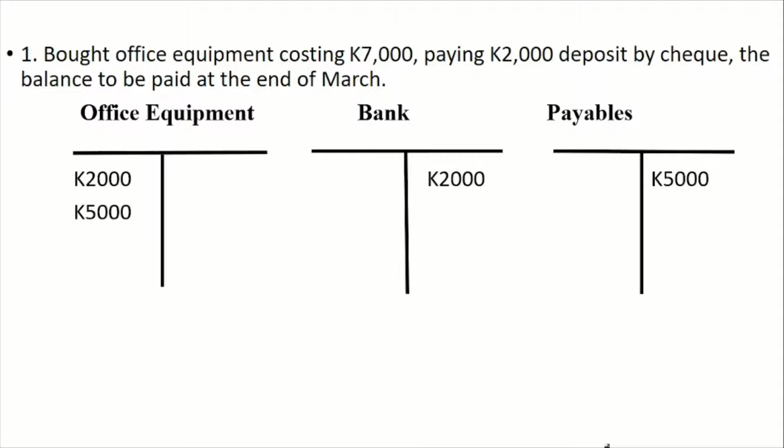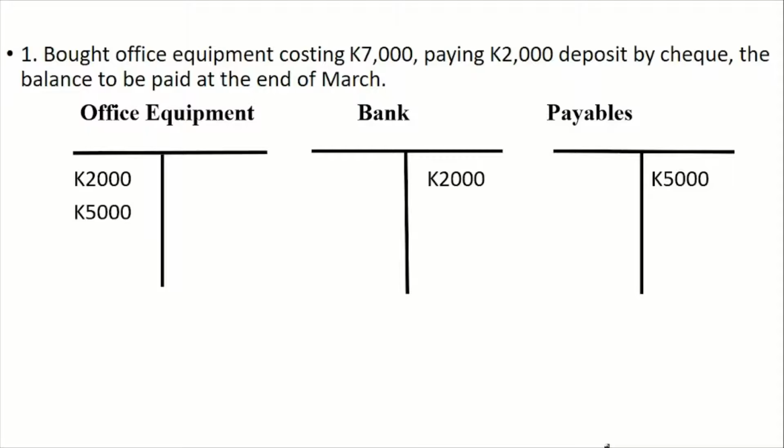Why? Because the bank account is also an asset account. The money at the bank is an asset. Now, that asset reduced by 2,000. And remember, when you reduce an asset, you make a credit entry. So we are going to credit the bank account with 2,000 kwacha while we have debited the office equipment account with 2,000 kwacha.